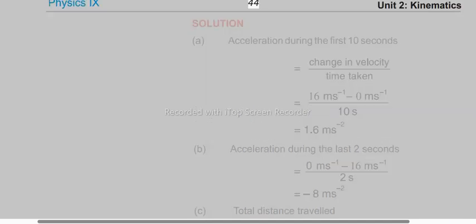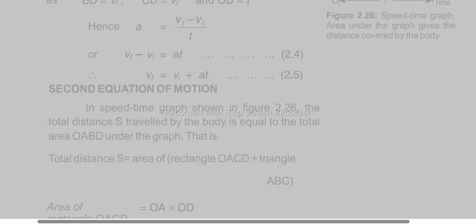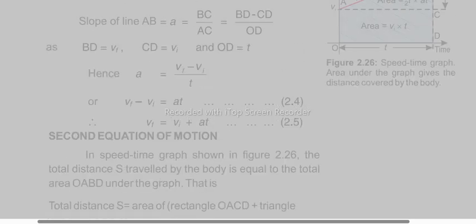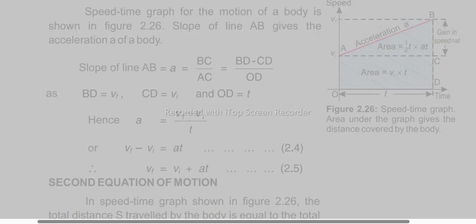Physics 944, Unit 2, Kinematics. Time. Speed. Acceleration. Area equals 1/2 t × at. Area equals v_i t. The gain in speed equals at, so v_f = v_i + at.